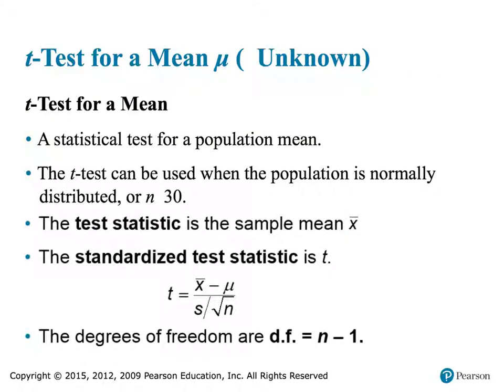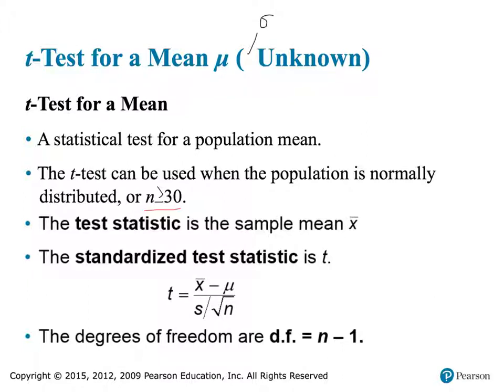So here's the process we're going to be following when we conduct a hypothesis test for a mean when the standard deviation of the population is not known. First, we want to be sure that it is reasonable to use this test, and so we need to have a population that is normally distributed, or n needs to be large, and we know from our confidence intervals that large is at least 30.